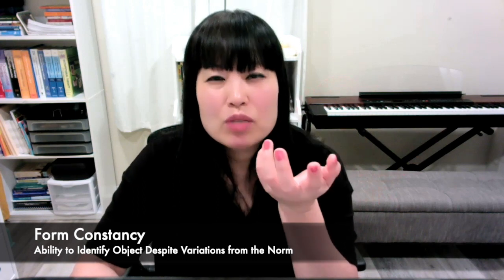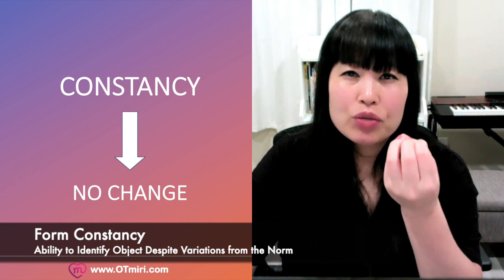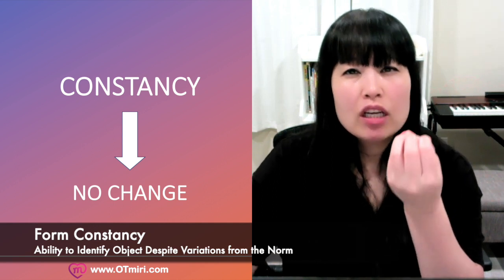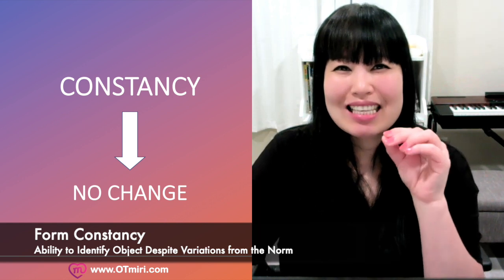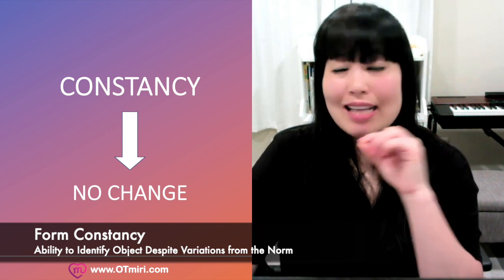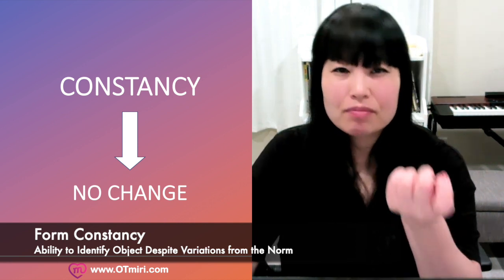So to remember this one, just remember the meaning of the word constant. Constant refers to a situation or a state of affairs that doesn't change, right? So form constancy is knowing that the object has not changed despite its change in size, shape, or position.